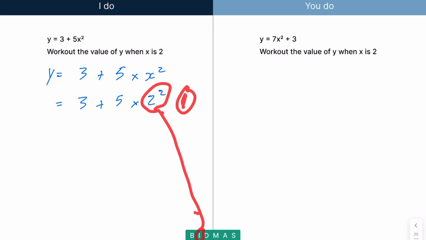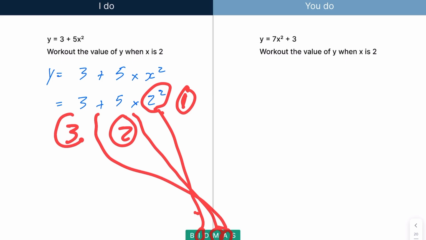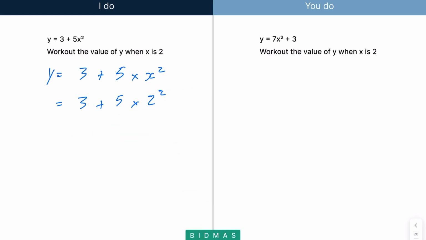Then I'm going to do multiplication, which is that bit there. So that is going to be number 2. And then I'm going to do the addition, which is that there. That is going to be number 3. Okay, that is how you figure out what you do first, second, and third.